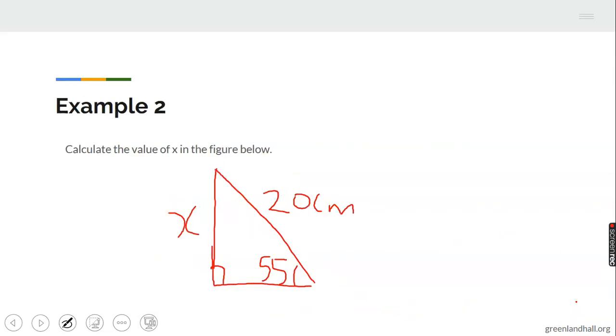So since we've gotten x to be 16.383 centimeters, now find this side for me. Do that on your own. What will you use? Is it cosine that you still use? Is it sine? What will you use? Or is it Pythagoras theorem? What will you use?